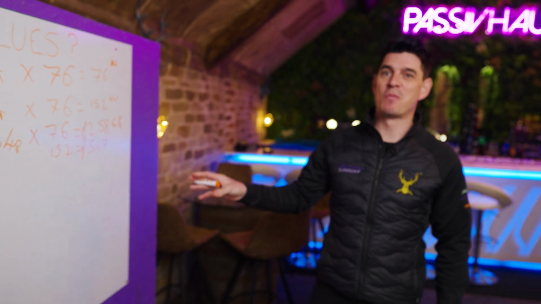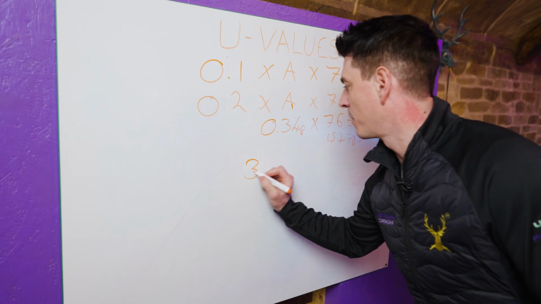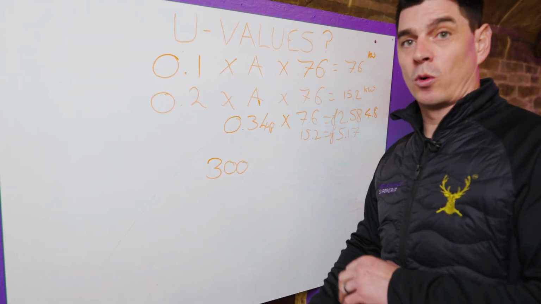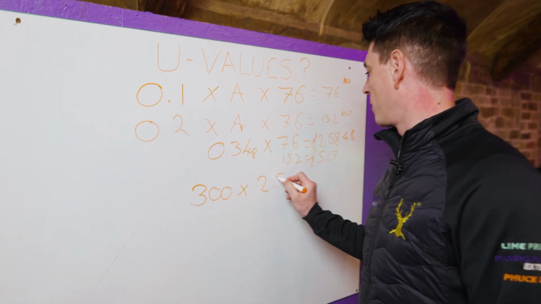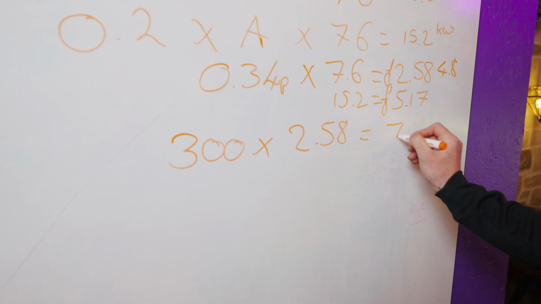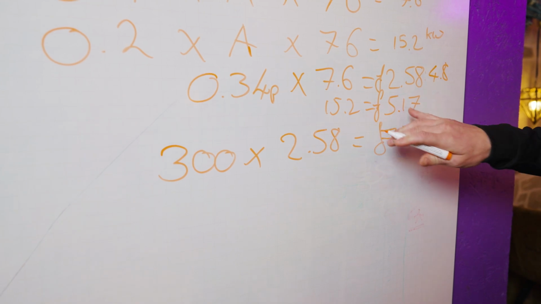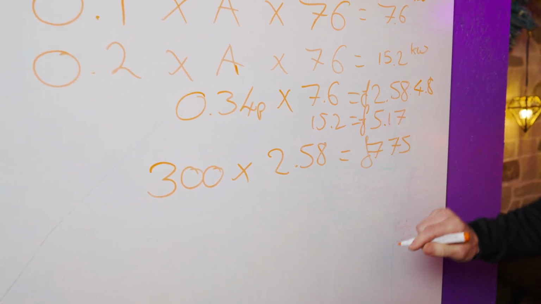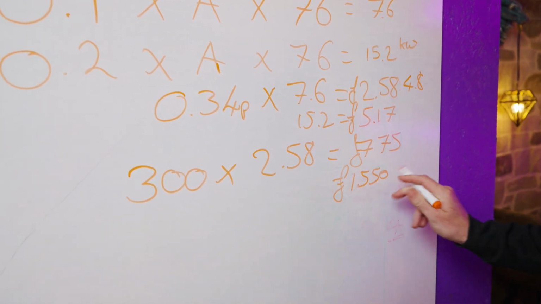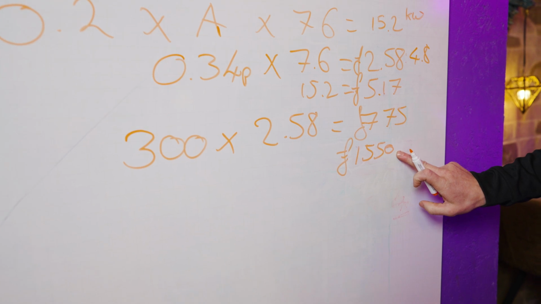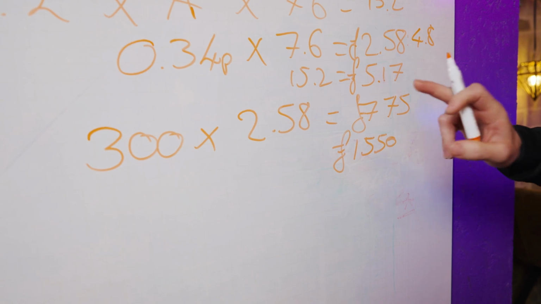Okay, so we've done some simple maths there. So let's work it on a typical house. If we have 300 square meters of wall, floor and roof area, we can times that by our 2.58, which will give us 775 or thereabouts. And then if we're going to go to this value, which is the non-passive house standard, this would be 1,550. That's per year cost of energy going through my wall. You'll double on the 0.2 value.